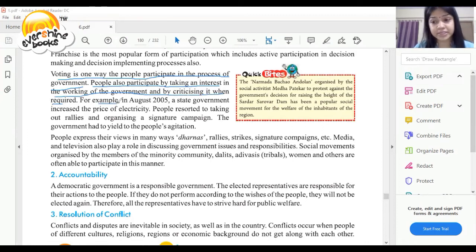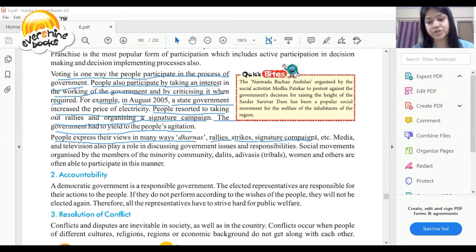Let's take an example. In August 2005, a state government increased the price of electricity. People resorted to taking out rallies and organizing signature campaigns. The government had to yield to the people's agitations. People expressed their views in many ways, like dharnas, rallies, strikes, signature campaigns, etc.